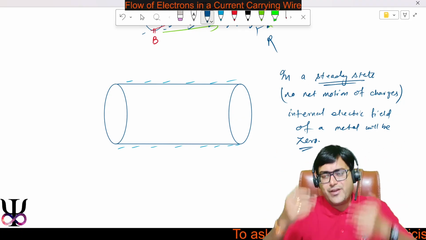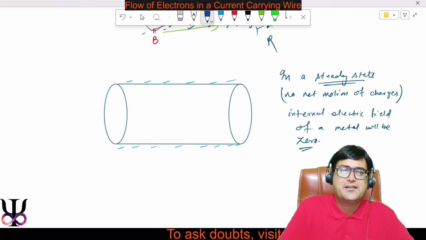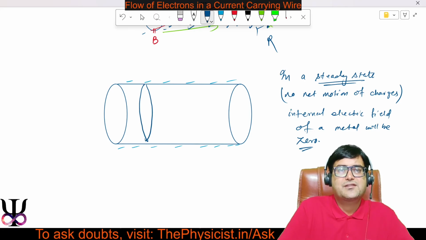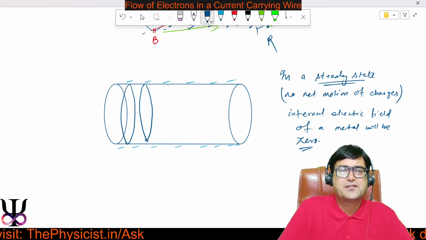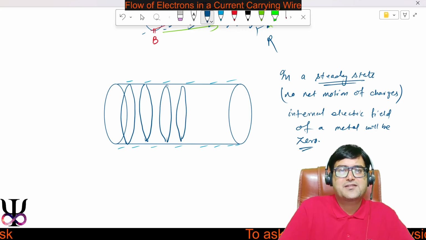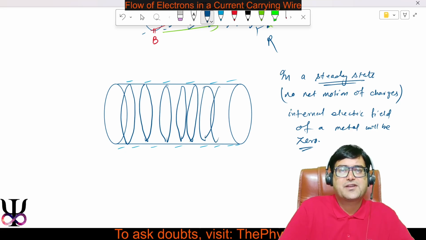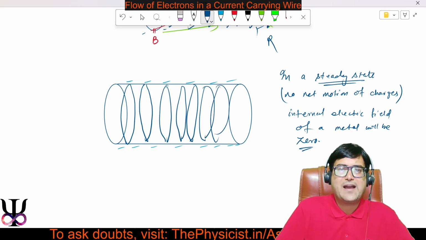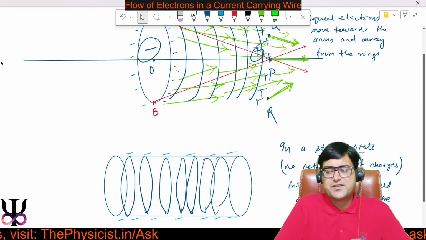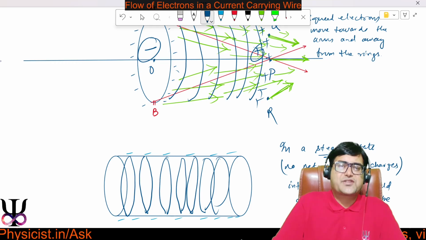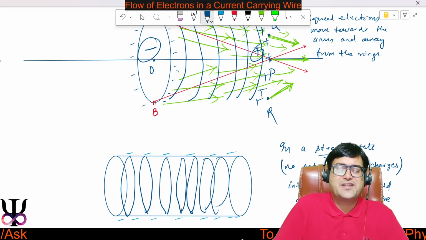Understood? Now when it happens, can I just cut this cylindrical surface into tiny rings? Right? Can I just cut this into infinitely many tiny, elemental rings? When I do that, what happens? I get a structure like that. That's just the previous case. It's just that electrons will still not move inside, because the electrons do not have anywhere to go.